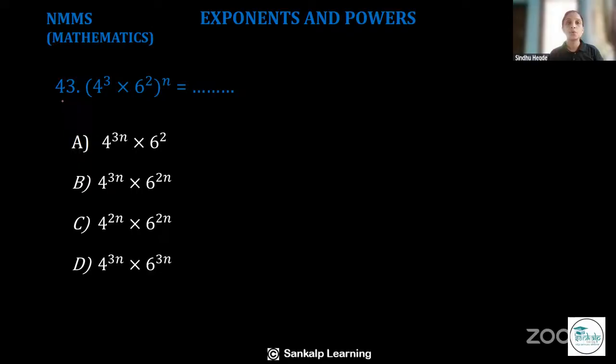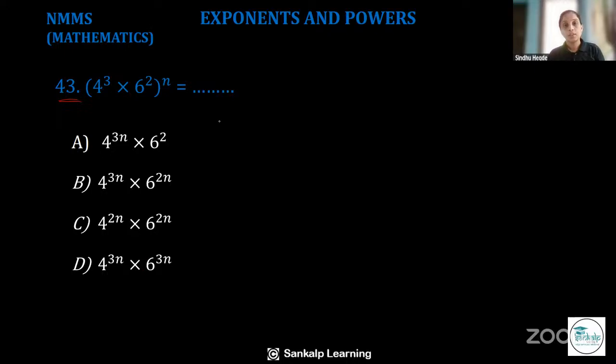Let us see question number 43 of the chapter Exponents and Powers. (4 cube into 6 square) whole power n is equal to dash. Option A: 4 raised to 3n into 6 square. Option B: 4 raised to 3n into 6 raised to 2n. Option C: 4 raised to 2n into 6 raised to 2n. Option D: 4 raised to 3n into 6 raised to 3n.